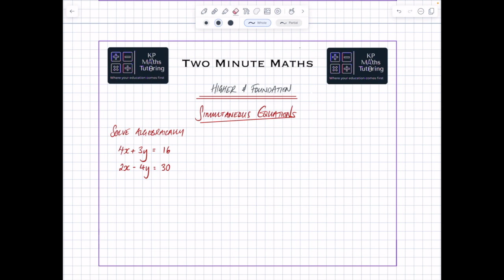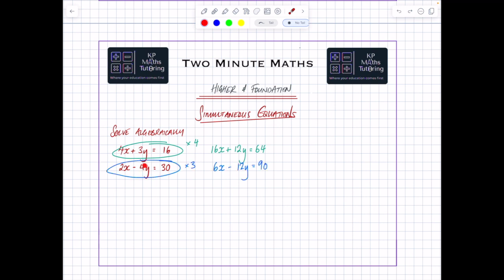So first of all, really quickly, what you want to do is look at your y values. You can do it with x values, but if I just talk about y's, it makes it a lot quicker and easier. So you want to make these numbers the same. In this case, I'm going to need to make them 12. So I'm going to times that one by 4, and I'm going to times the bottom one by 3.